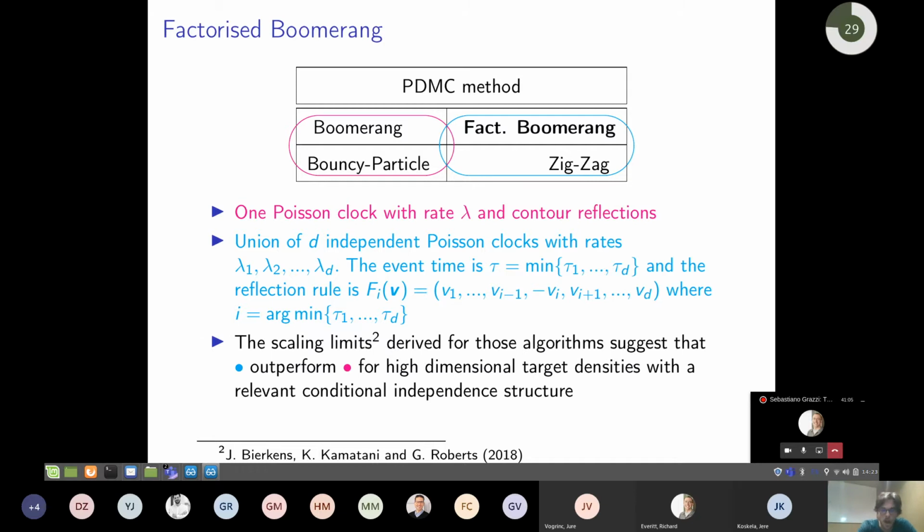There is a work from Joris Bierkens, Kengo Kamatani, and Gareth Roberts, a study of the scaling limits of these algorithms, in particular the zigzag and the bouncy particle sampler. They suggest that the factorized samplers should outperform the non-factorized ones in the high dimensional setting and when there is a relevant conditional independence structure.